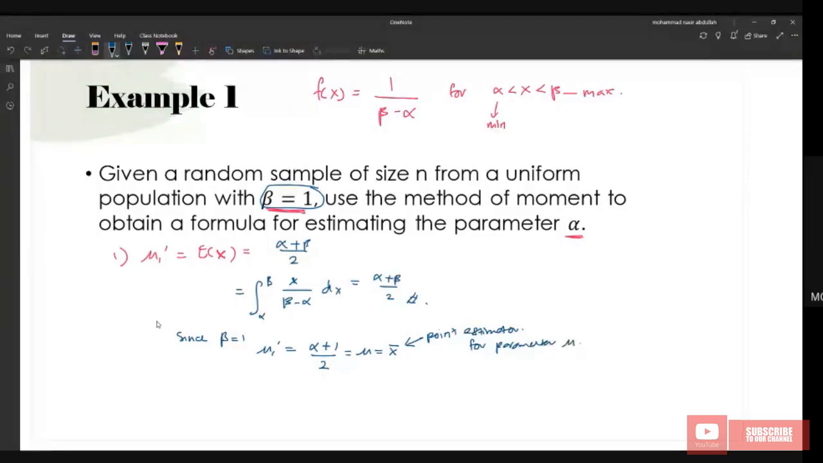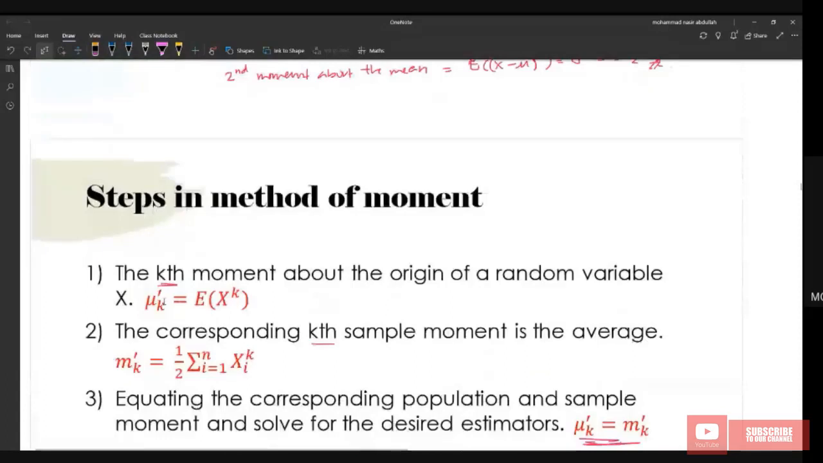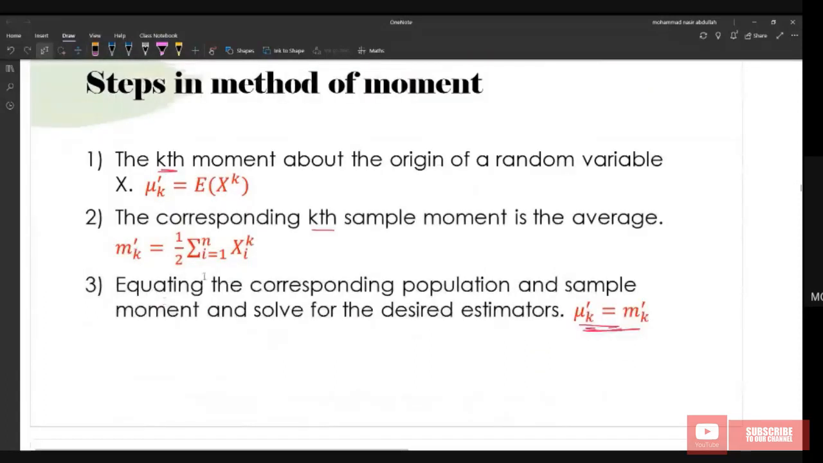And the third step is, we're going to solve for alpha and x bar. This is the second step, which is also equal to the third step, because we're going to skip step number 2, because we don't have two parameters. Since we only have one single parameter, we're going to start with step number 1 and step number 3.